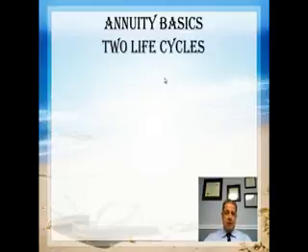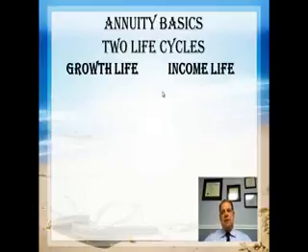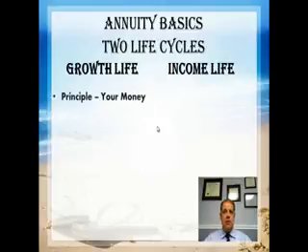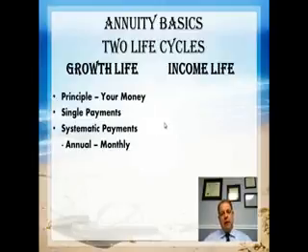Annuities have two life cycles. One life cycle is the growth life cycle, and the second one is the income life cycle. So they're designed to pay interest, and they're designed to pay out income. So you give your money to an annuity company, an insurance company as a rule, and they'll take it as a single premium payment. That payment, if it's a single payment, typically, in my experience, is going to come from some sort of transfer or rollover out of an account someplace.